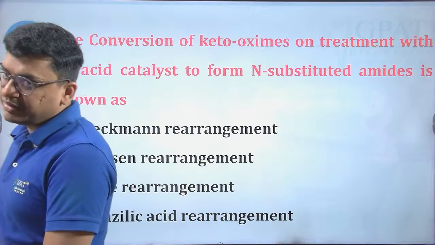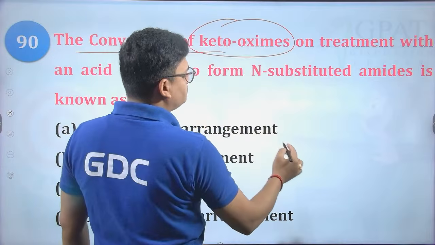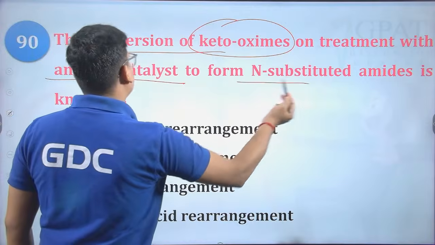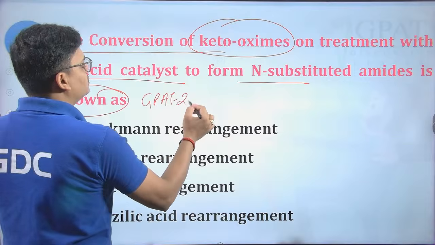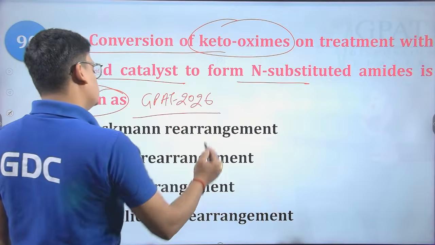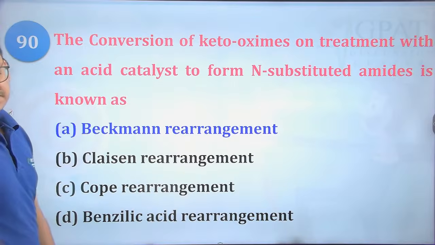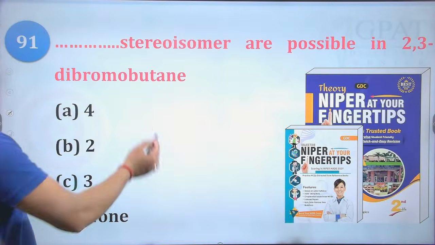Fries rearrangement reaction. Okay. The conversion of a ketoxime on treatment with an acid catalyst to form a substituted amide is known as... So this is the question from ZPAT 2026, and this rearrangement is known as what? Beckmann rearrangement reaction. This will be known as Beckmann rearrangement reaction. So A option is correct.